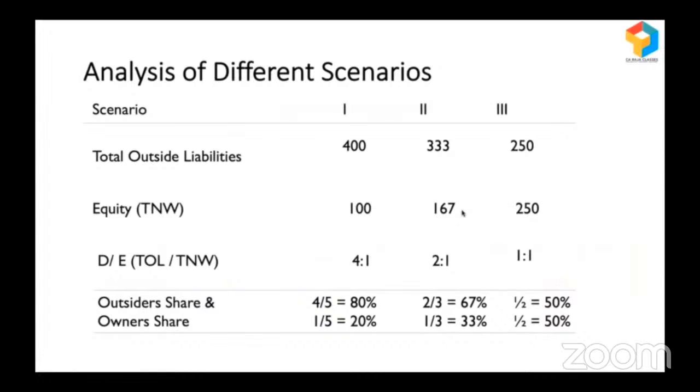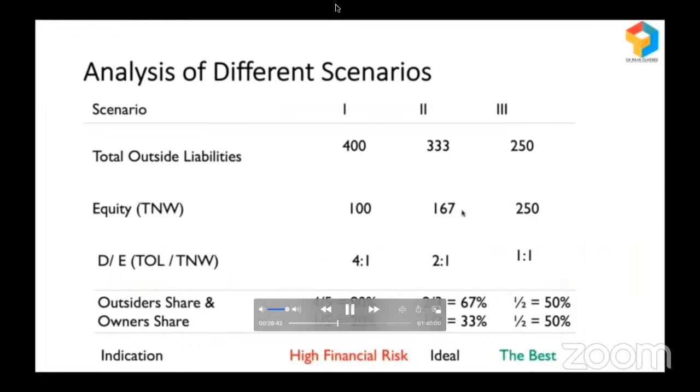This will reduce the burden, it will reduce the pressure on the business. And owners are investing 50%. It means they know this business is very much promising. That's why they are committing their money. So what is the indication? The indication is scenario 1 attracts high financial risk. Scenario 2 we say ideal, and scenario 3 is the best. Okay, so this ratio, that is debt equity ratio, or we call it TOL, total outside liability, by TNW, that's basically the equity. Okay, that communicates the long-term solvency.